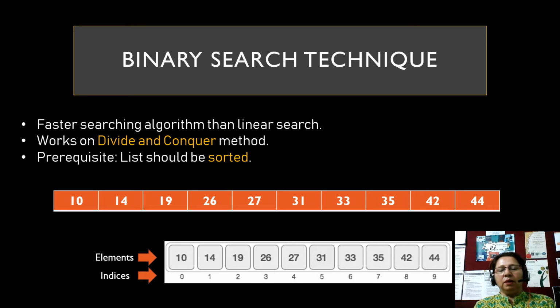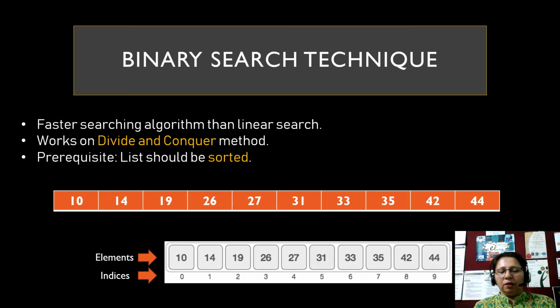Today's topic is binary search technique. Binary search is a faster searching algorithm than the linear search. It works on divide and conquer method, and the prerequisite to apply this technique is that the list should be sorted. Now let's have a look at the list that we have created for you.